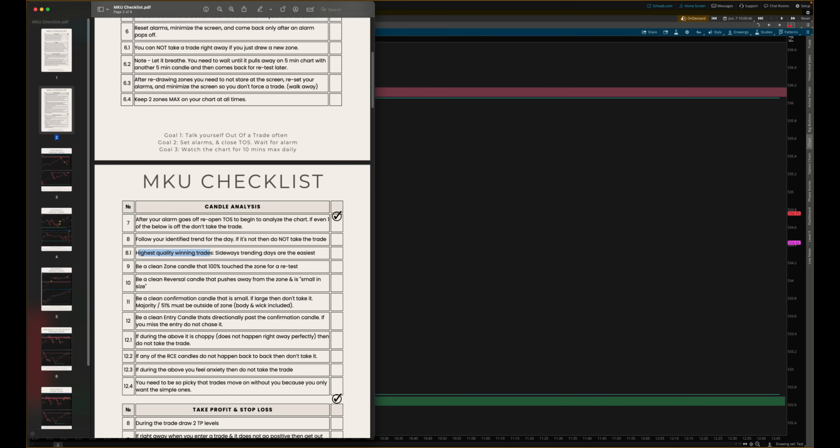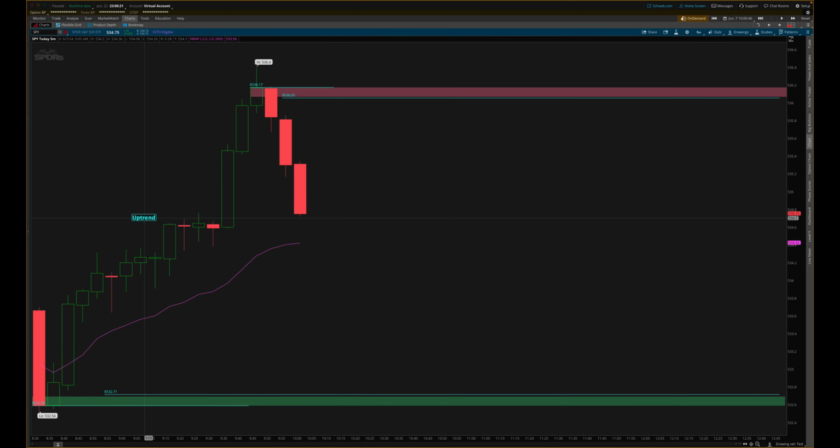8.1, highest quality winning trades are sideways trending days because they're the easiest. We're going to talk about what this one is as a whole pretty soon. At the moment, remember, we identified this as an uptrend, but it went up and then started to come down, and it's basically at this point in the middle. So we came back, did a little glance. We could see, okay, it was an uptrend, but it looks like it's going sideways.